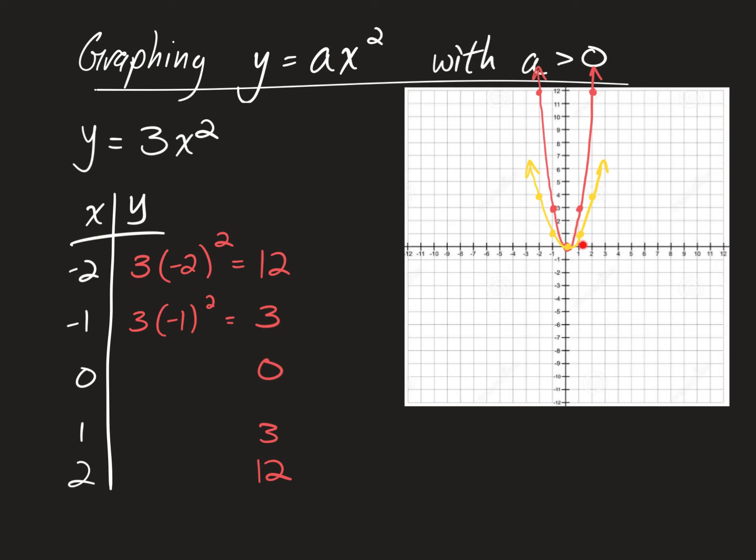You can see on the yellow graph, when we went to the right one, we only went up 1. But when we go to the right one for the red graph, it doesn't just go up 1, it goes up 3 times that amount. And when we go to the right 2, on the yellow graph from the last slide, it went up to 4. But if we go to the right 2 for the red graph, it goes all the way up to 12, 3 times that amount. And that's what's happening here. The y values got bigger by a factor of 3.